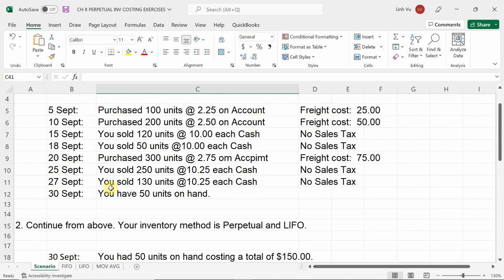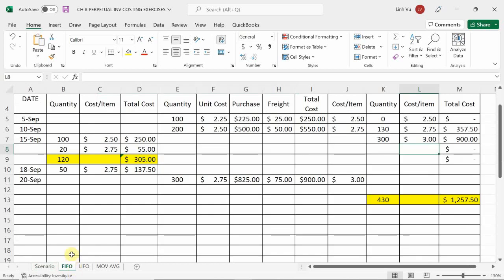Then September 25th, you end up selling 250 units. Okay? Now, using the rules of FIFO, which batch is going to be sold first? The 130. So in this case, I can't sell 250. I can only sell 130 for the first batch, right? Which we already know is at 2.75 for a grand total of that.